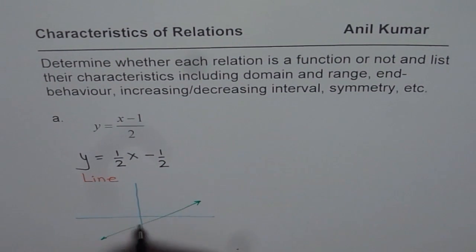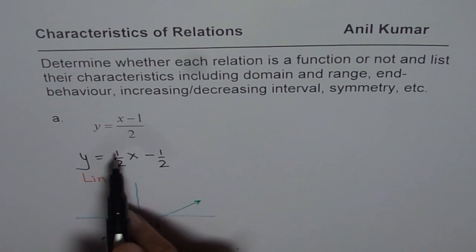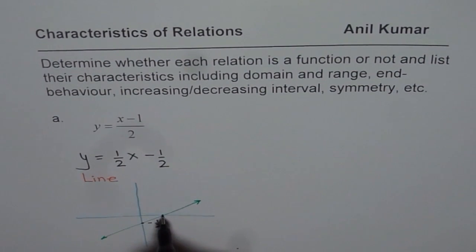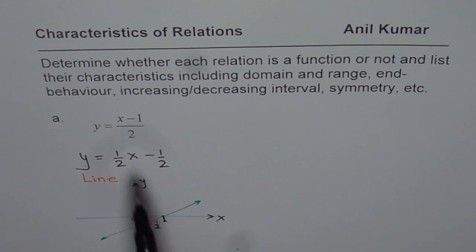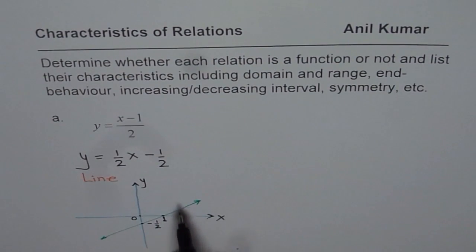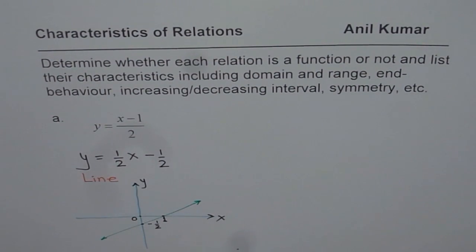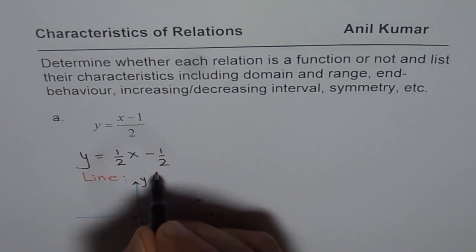Now this point here should be minus half, the y-intercept, and the slope is half for us. So that means this point should be 1 for us, which gives us a slope of plus half. This is the x-axis, this is the y-axis, and that's the origin. This line represents the given relation, and if you draw a vertical line anywhere, it intersects only at one point, and therefore it is a function.